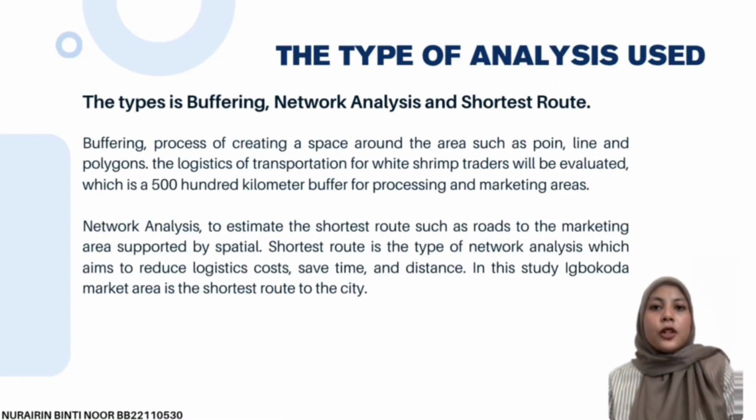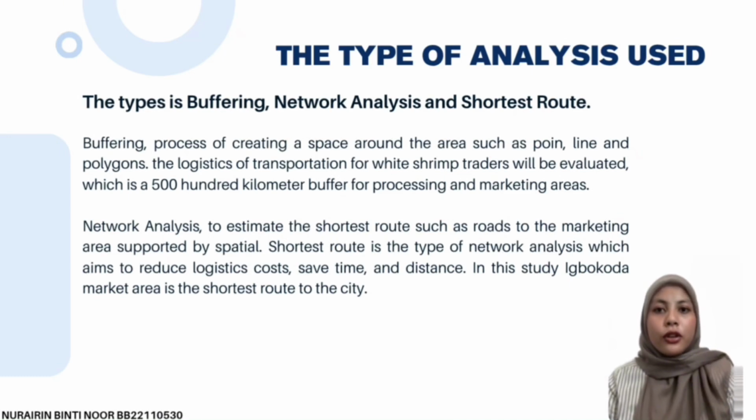Hello everyone, my name is NURAIRIN binti Noor and my metric number is BB2110530. For today, I will explain 3.0, the type of GIS analysis used. The types are buffering, network analysis, and shortest route.